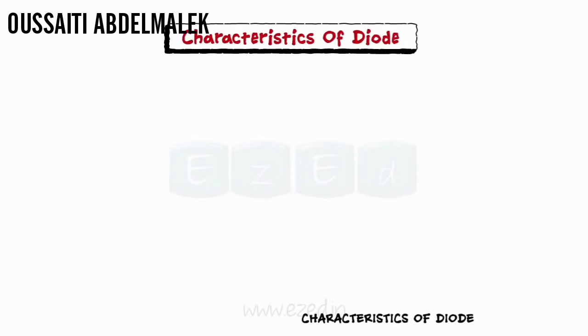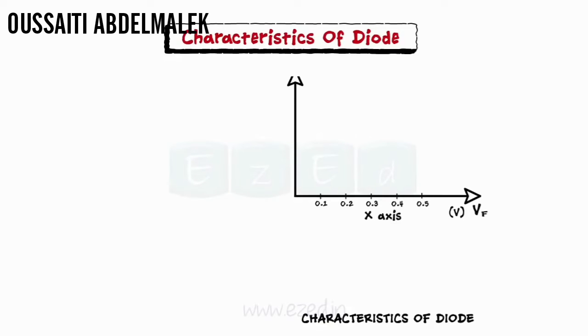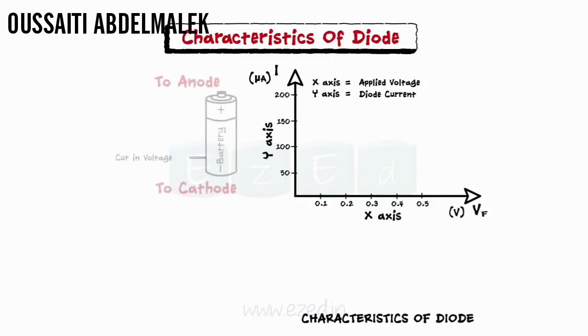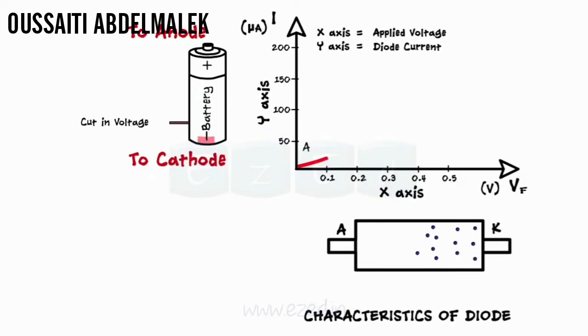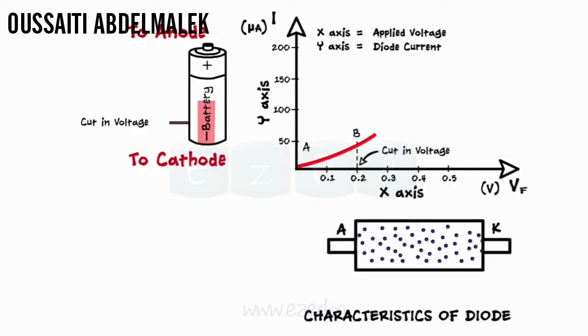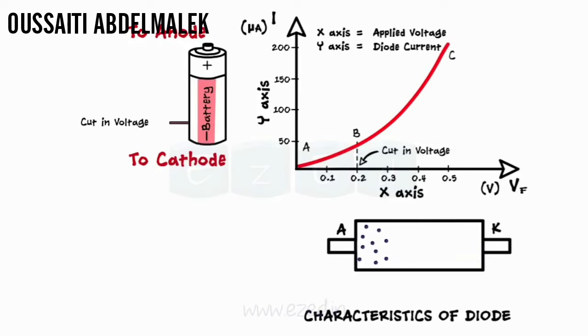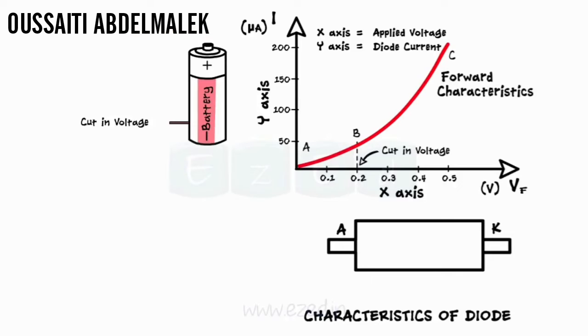Let's study the characteristics of this diode. This graph is drawn by considering external applied potential on the x-axis, and current flowing through the diode on the y-axis. When the diode is operated in forward bias mode, current flowing through the diode between A and B remains at a low level. But as soon as the external voltage crosses the junction potential value, or cut-in voltage, the flow of current rises from point B to point C. This graph is called the forward characteristics of a diode.